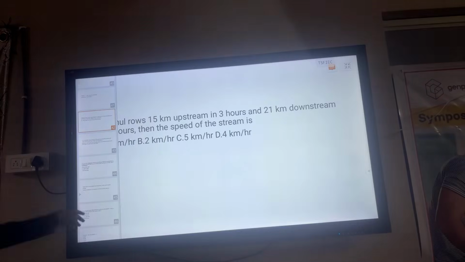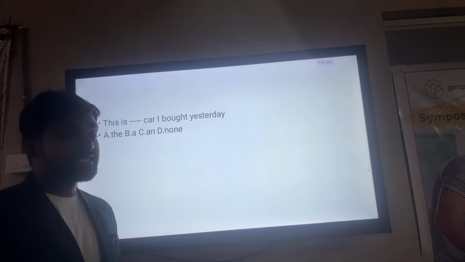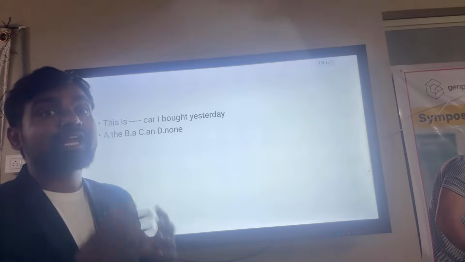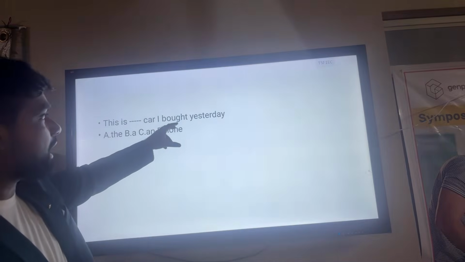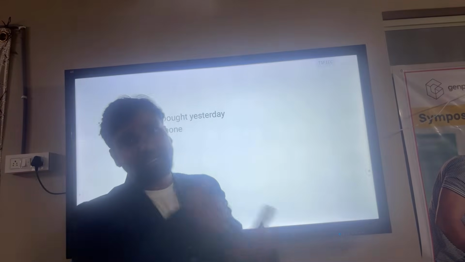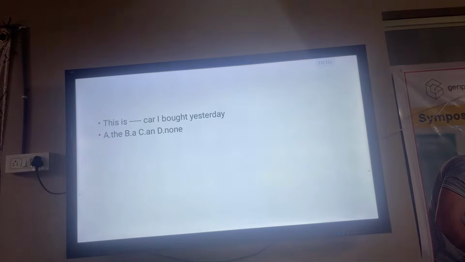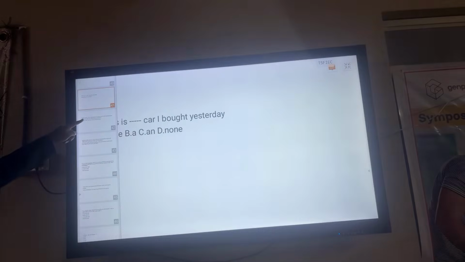One more question here. Can you answer this question? This is a car I bought yesterday. You bought yesterday means you already discussed the car. Once again it is repeating, I just now told you. Repetition, definite article, you have to use the. This is the car which I bought yesterday. You already discussed the car, again the matter is coming here. You have to use the definite article, nothing but the. This is the car I bought yesterday.